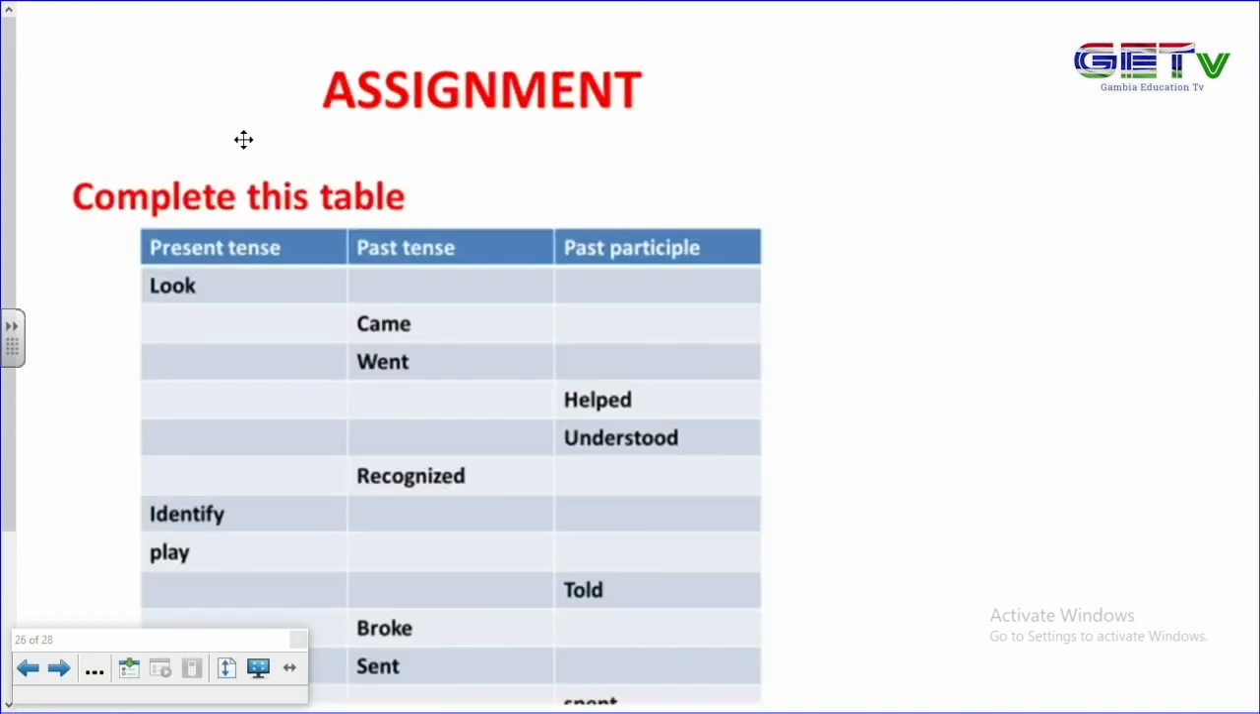So we move on. Now take this assignment. You do it before our next lesson. Complete this table. What is in the table? You have words here, verbs. Some are put in present tense. Others are put in past tense. Some are in past participle. The ones in present tense, give their past tense and past participle. Now, the ones that are in past tense, give their present tense and past participle. The ones in past participles, give their present tense and their past tense before our next lesson.